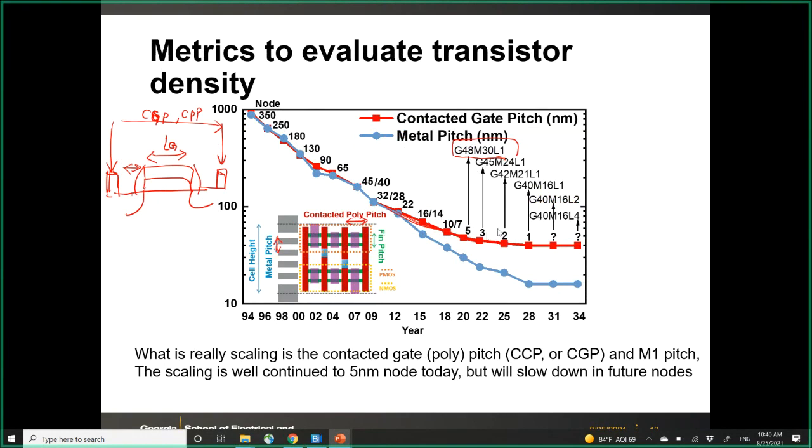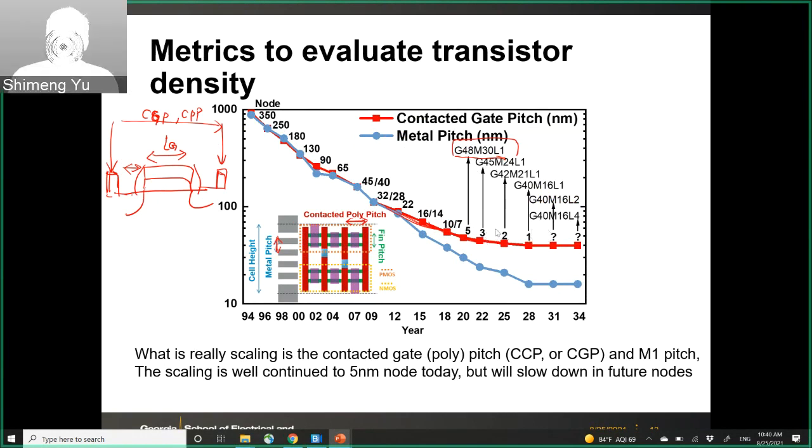And of course, those future nodes, this is a projection. It's not manufactured yet. But as you see here, beyond 1 nanometer, we don't know what the solution is. Basically, the contact gate pitch will run out of space, because this one cannot scale. You shrink those contacts, but still you need some space for that. So you will run out of space, probably at the end of this decade, 28 or 30.